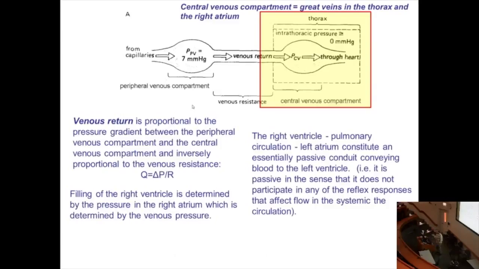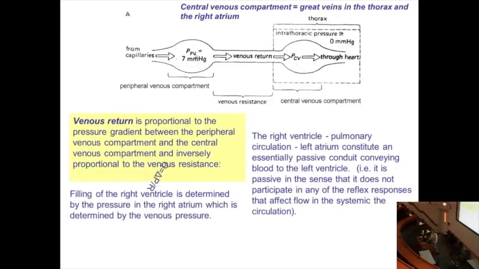So our venous return is proportional to the pressure gradient divided by the resistance. That is Ohm's law. And we actually do have a pressure gradient between the peripheral venous compartment and the central venous compartment. Now, the central venous compartment is the great vessels of the chest and the right atrium. In order for blood to flow into the right atrium, the pressure must be lower in the atrium than it is in the peripheral venous system, otherwise it would not flow. So the central venous pressure will typically be lower than the peripheral venous compartment, and that is why you get flow into the heart.